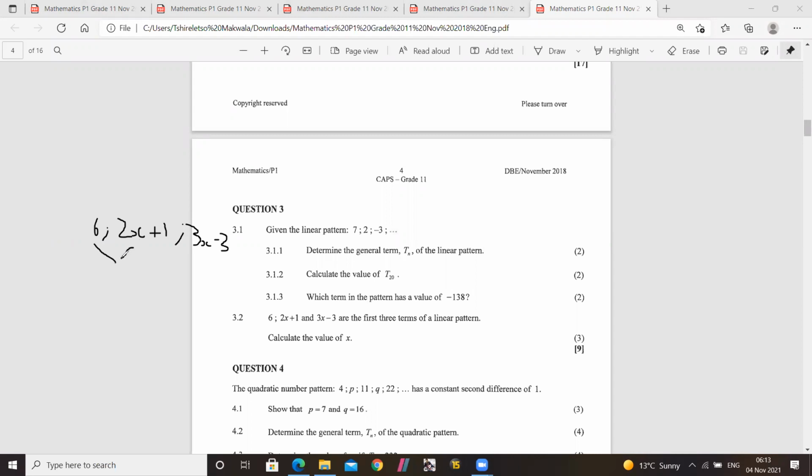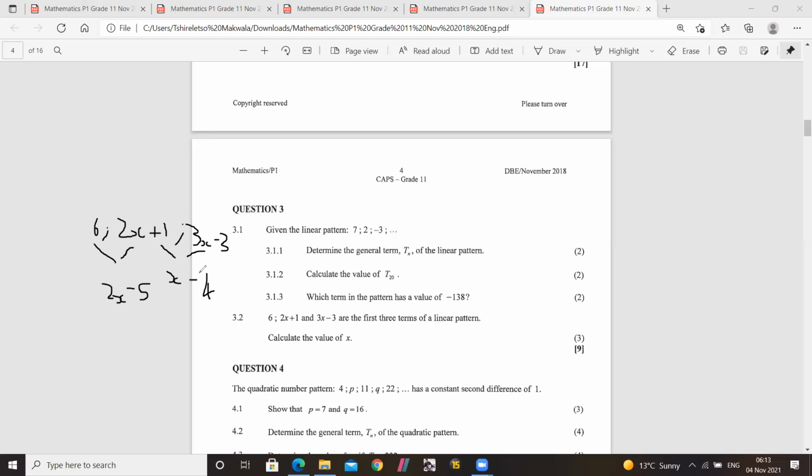So how do you do this? Normally we say this minus that. So 2x plus 1 minus 6 is 2x minus 5. That's the difference here. Then this minus that: 3x minus 3 minus the bracket, so that's going to be 3x minus 2x, which is x, and negative 3 minus 1, which is minus 4.